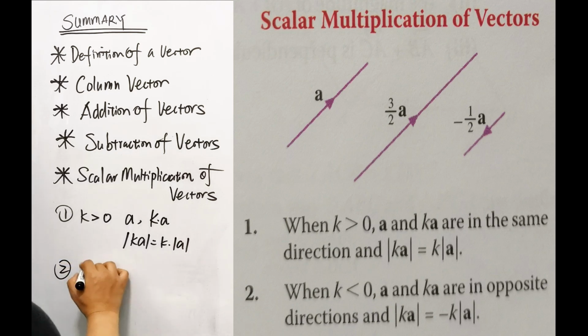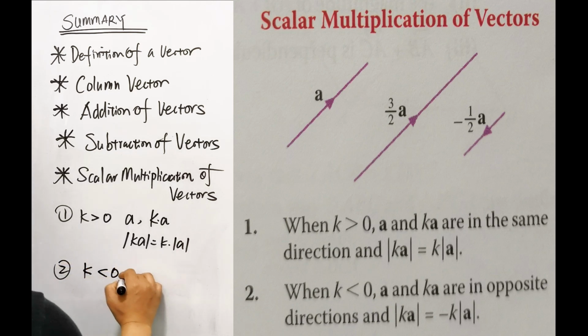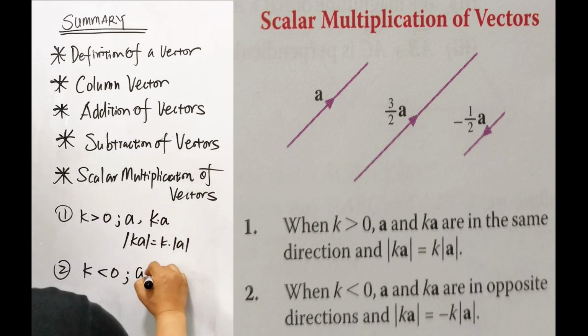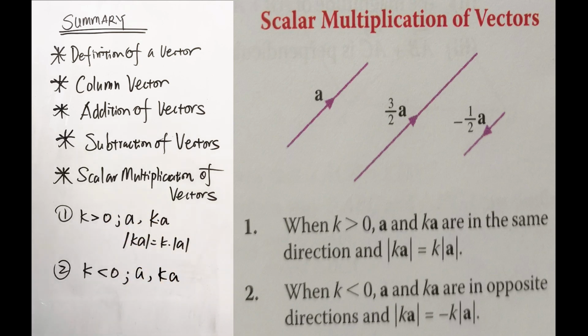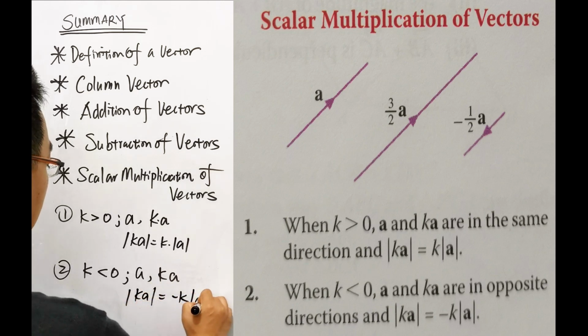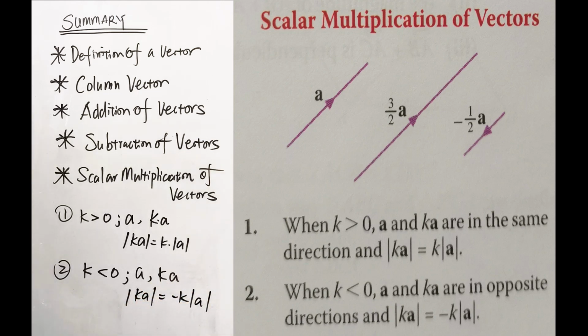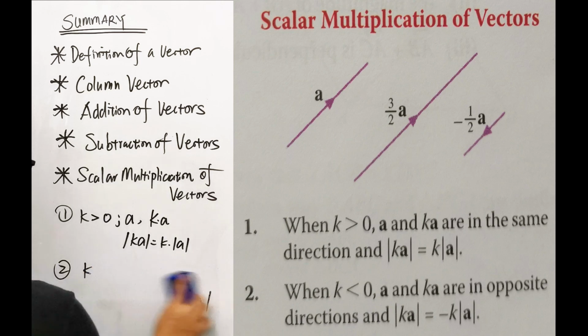The second one is when k is less than 0. So what do we get? What we get is that a and ka are in the opposite direction, and the magnitude equals minus k times the magnitude of a. So this is what we learned in the scalar multiplication of vectors, right? Okay, let's continue.